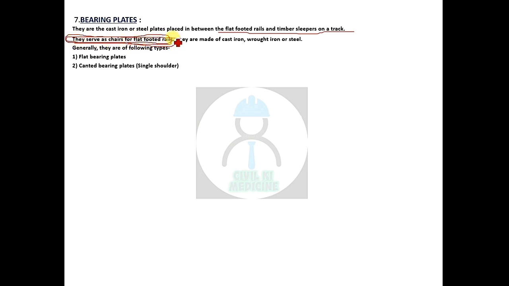I told that chair is used for the bull-headed and double-headed. Same function for bearing plate for the flat-footed. Note down, chair is only used for bull-headed and double-headed rail. In case of flat-footed rail, bearing plates are used. They are made of cast iron, wrought iron or steel. Generally, there are two types. One is flat bearing plate and second one is canted bearing plate or single shoulder plate.